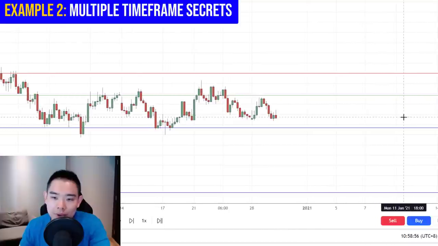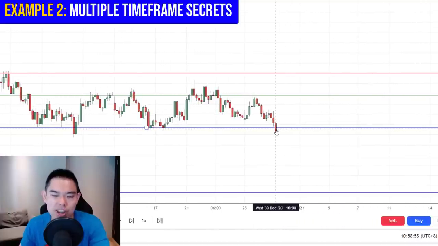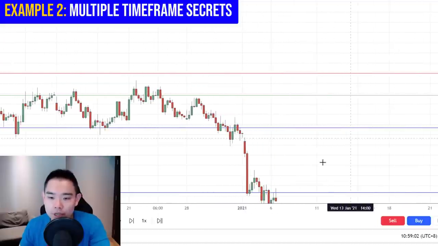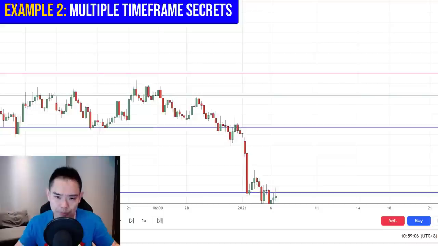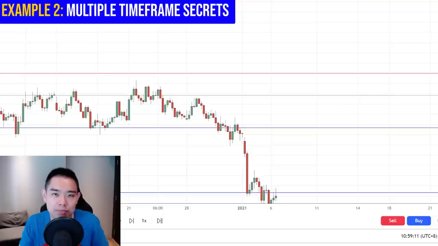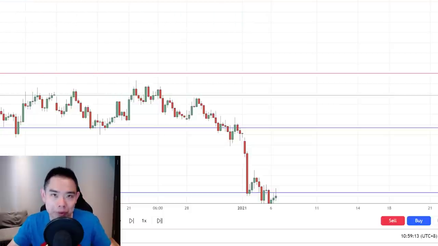So in this case, we follow the plan and eventually we reach our first target. Booyah, right? So yeah, we got our first target. So let's fast forward a little bit. Eventually, we reach our second target here as well. So yep, this is a winning trade as well. And of course, this is a cherry pick chart because it's going to be easier for me to actually illustrate my concepts by picking a cherry pick chart.